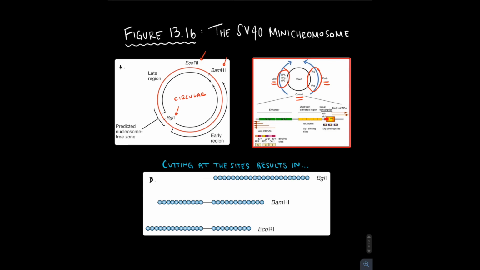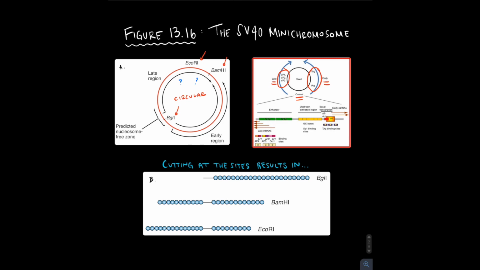Well, if you've had a chance to think about it, you may have discerned that without any way of identifying any landmarks, it would be much more challenging to figure out where along this circular mini chromosome you are at a given time. It's important to note that treatment of the mini chromosome with a single restriction enzyme would not be sufficient for determining the location of the nucleosome-free zone.